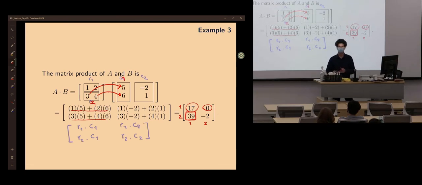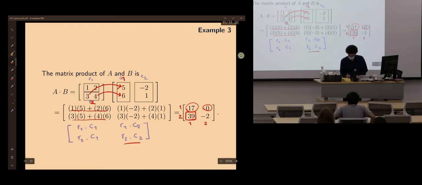So as we operate this, we sum over the common index, which is the number of columns of the first one and the rows of the second matrix. What's left is the row index of the first matrix and the column index of the second one. So we do the last one too. It's R2C2. Obviously, the index is 2 and 2. It becomes negative 2.